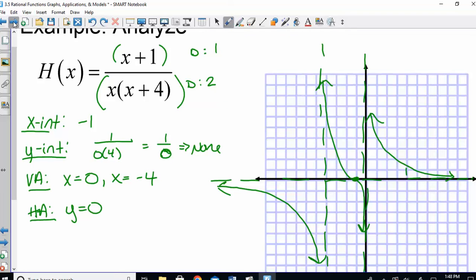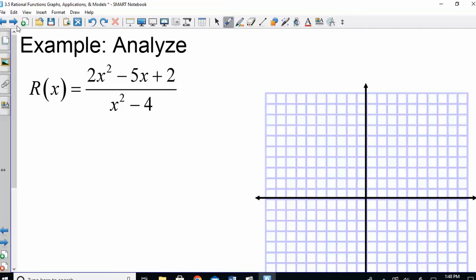One that has a hole in it, because we haven't done any of those yet. So I'm going to skip. Let's go to this one. All right.